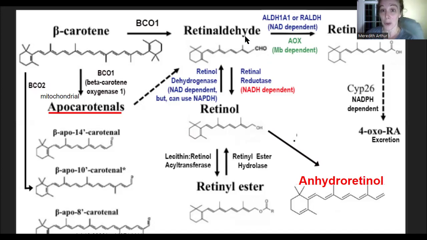So when we go from retinol aldehyde to retinoic acid, that's also NAD dependent. And we use enzymes ALDH1A1 or retinol aldehyde dehydrogenase. And our backup when we don't have enough NAD is AOX, and it's molybdenum dependent. That's supposed to be an O. I keep forgetting to change it on my slides. And I might be saying molybdenum wrong. I think everyone knows I have a problem with that word. I have like a mind block against it.